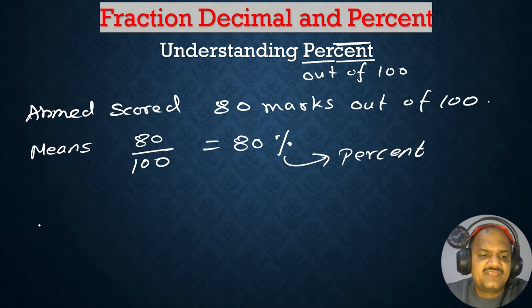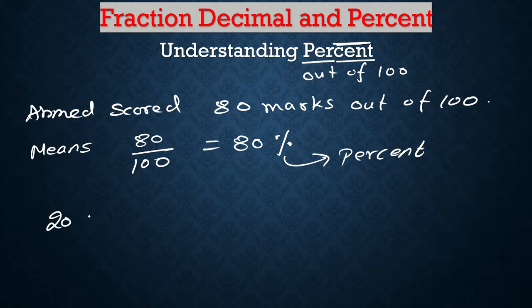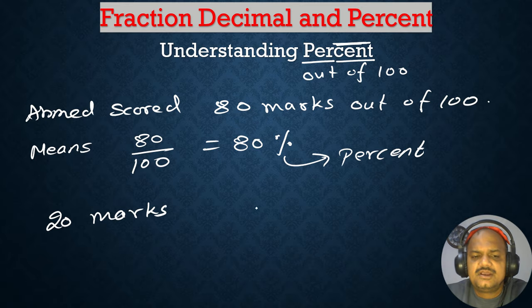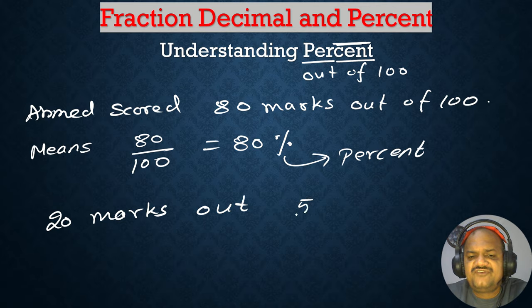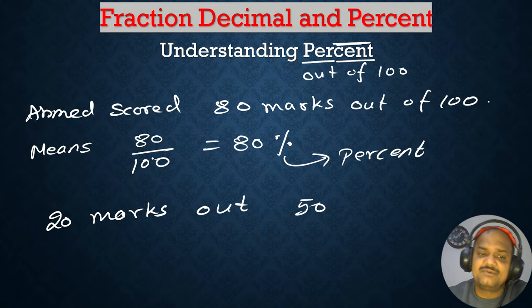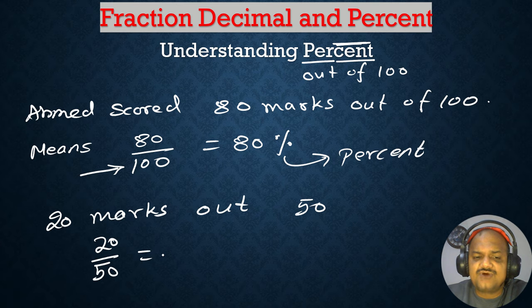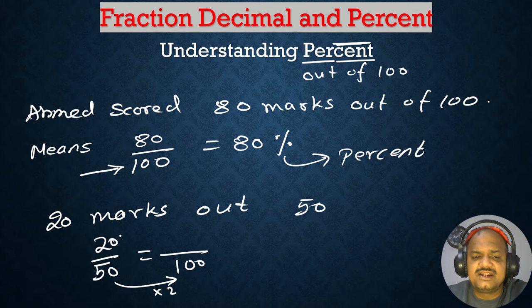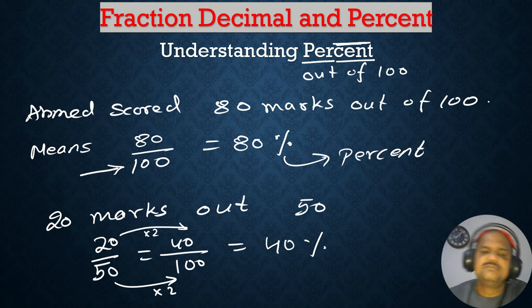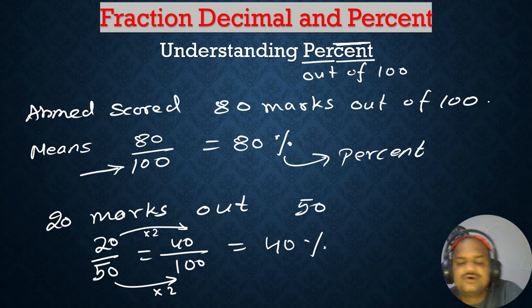For example, if you score 20 marks out of 50, what percent did you score? Not 20%. Remember here, percent always means out of 100. So this 20 is from 50. So how much from 100? You see, as a ratio you can do it. 50 times 2 is 100, so 20 times 2 is 40. So 40 from 100 means he has scored 40%.